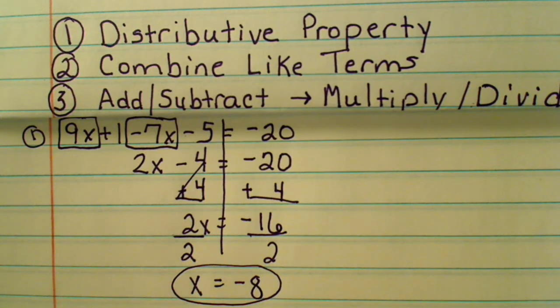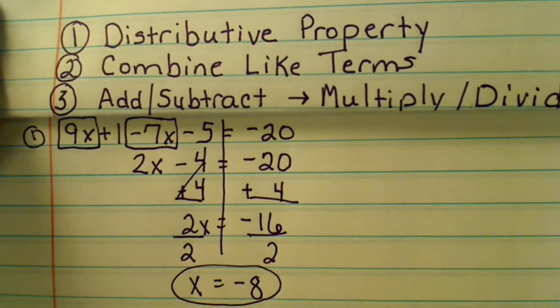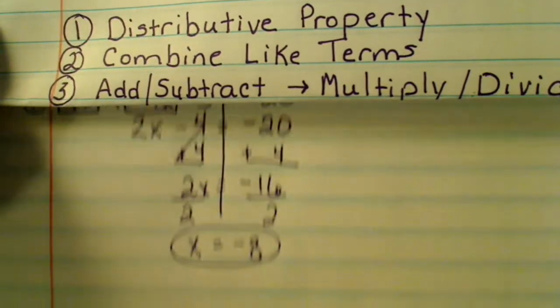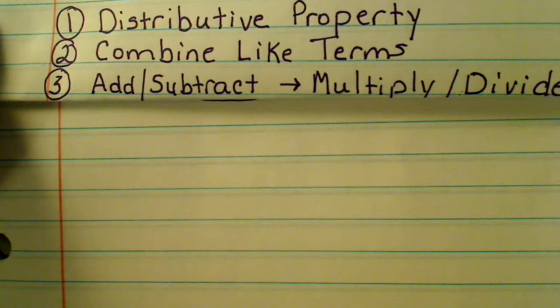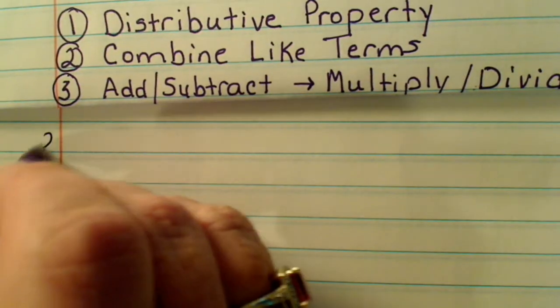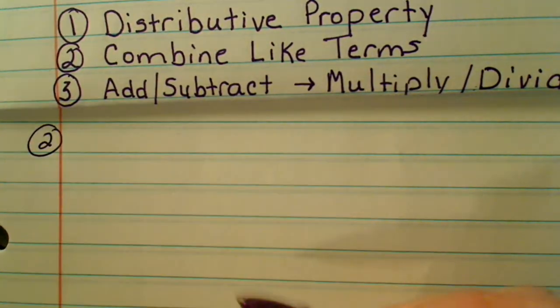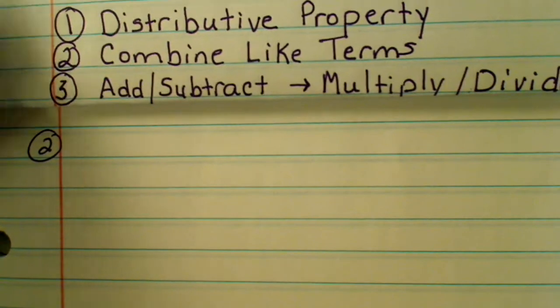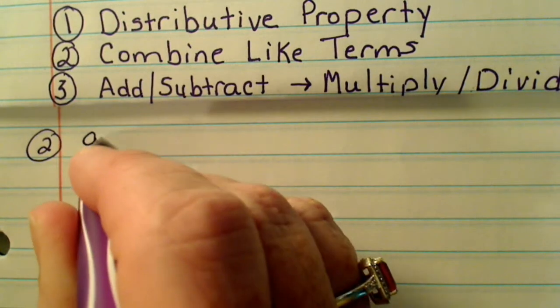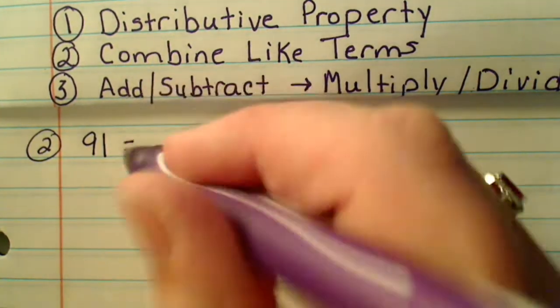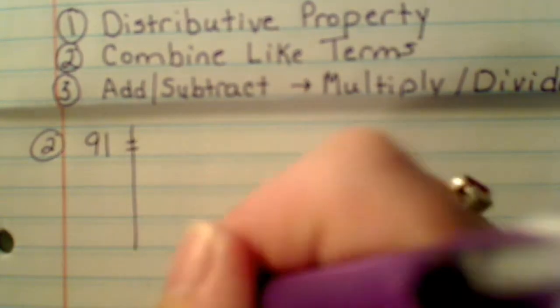Okay, let's go to the next problem and let's work on it. So let's look at problem 2. Slide this up and here we go. For problem 2, we have on the left-hand side, all we have is 91. So we know we're not going to do anything over there. We're just going to bring it down for right now.